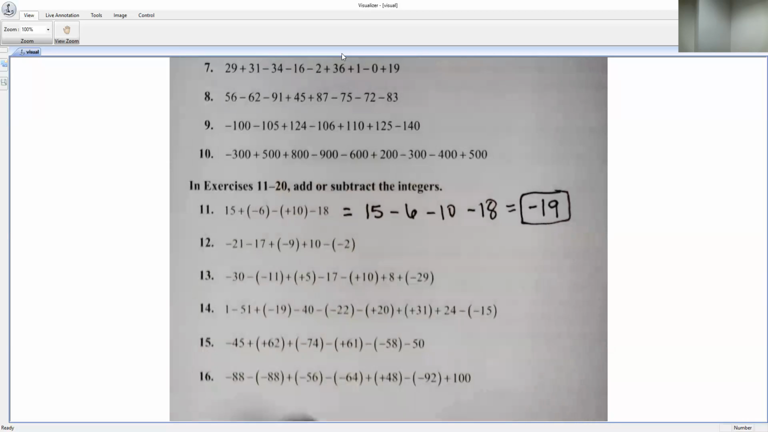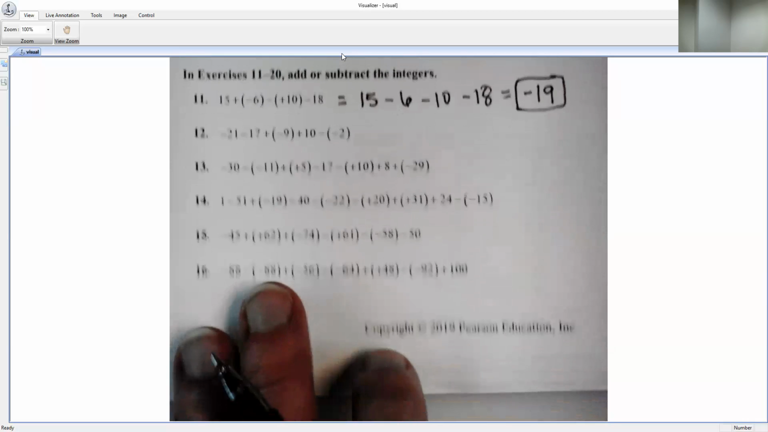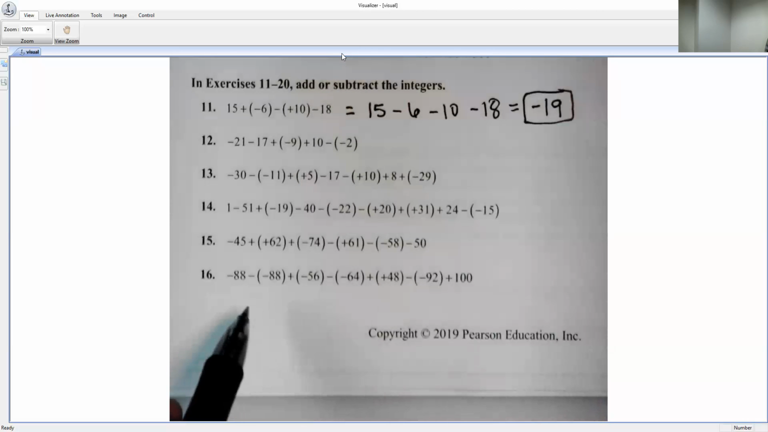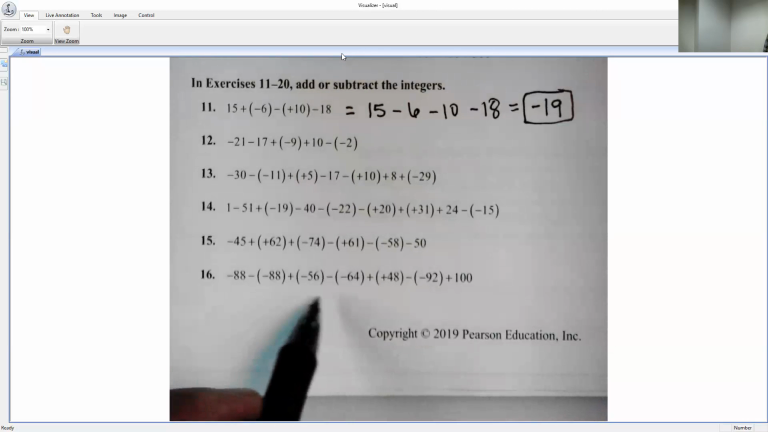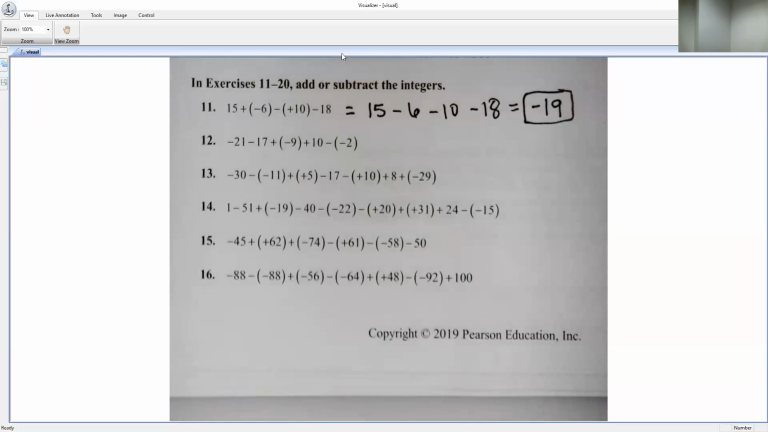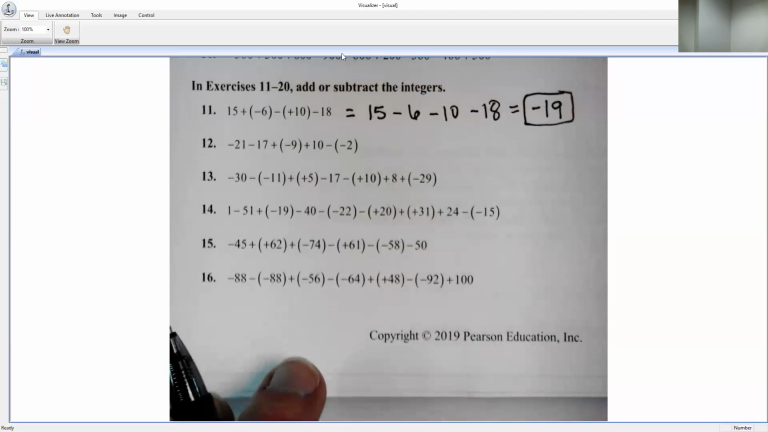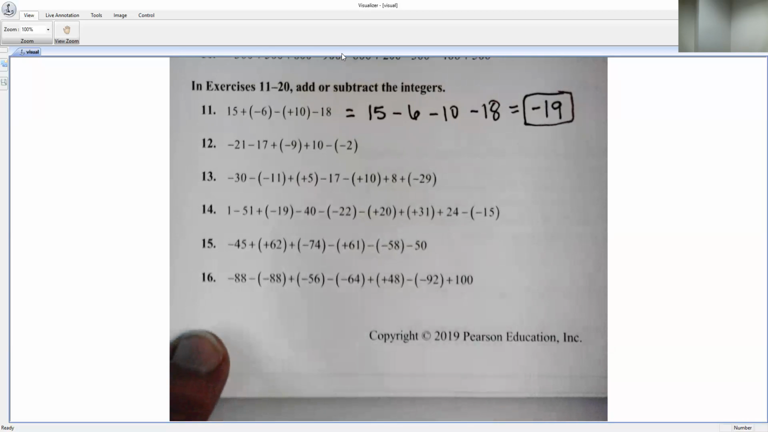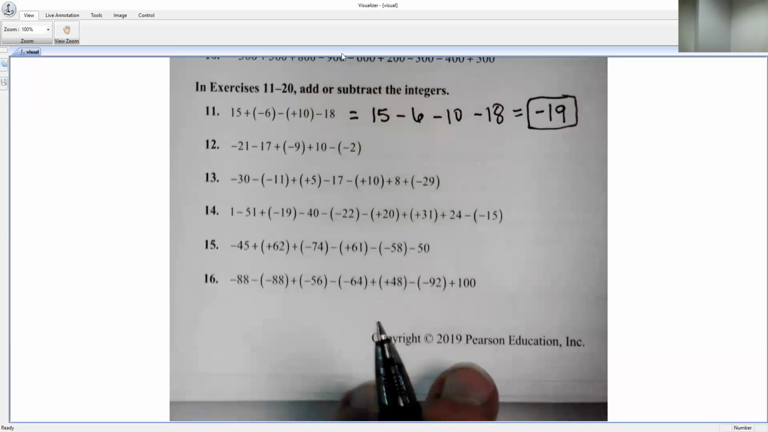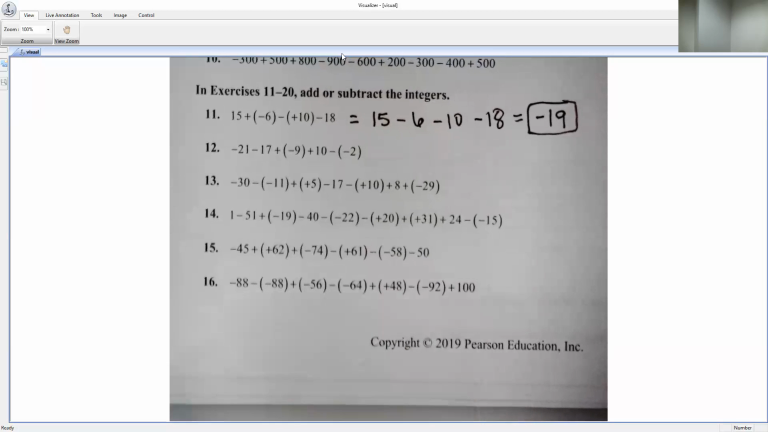Okay. Now, some of the calculations get a little more difficult. You'll notice as we get down to number 16, we've got to deal with numbers like 88 and 56 and 64, 48, 92, 100. Those are going to be a little more difficult to do in our head, but that's okay. I would recommend that you just use a calculator for those type of questions. Anytime the arithmetic gets a little challenging, just get a calculator out. The process is still exactly the same. Who cares how messy the numbers are?